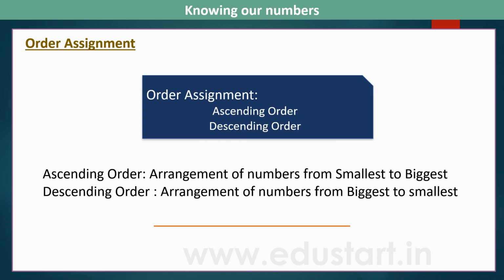Order assignment. There are two types of order assignments: one is ascending order, one is descending order. What do you mean by ascending order? The arrangement of numbers from smallest to biggest is known as ascending order, and the arrangement of numbers from biggest to smallest is known as descending order. This is something you have to remember.